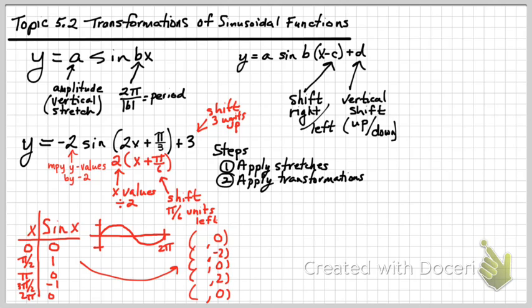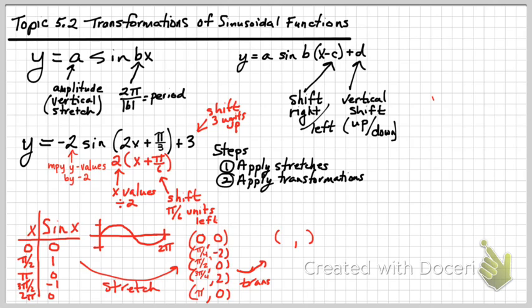Now we have to deal with our x values. Because there's a 2 factored out in front of the x, that means that every x coordinate is going to be divided by 2. So 0 divided by 2 is 0. Pi over 2 divided by 2 is pi over 4. Pi divided by 2 is pi over 2. 3 pi over 2 is 3 pi over 4. And 2 pi divided by 2 is pi. There are our stretches. Now we have to apply our translations.